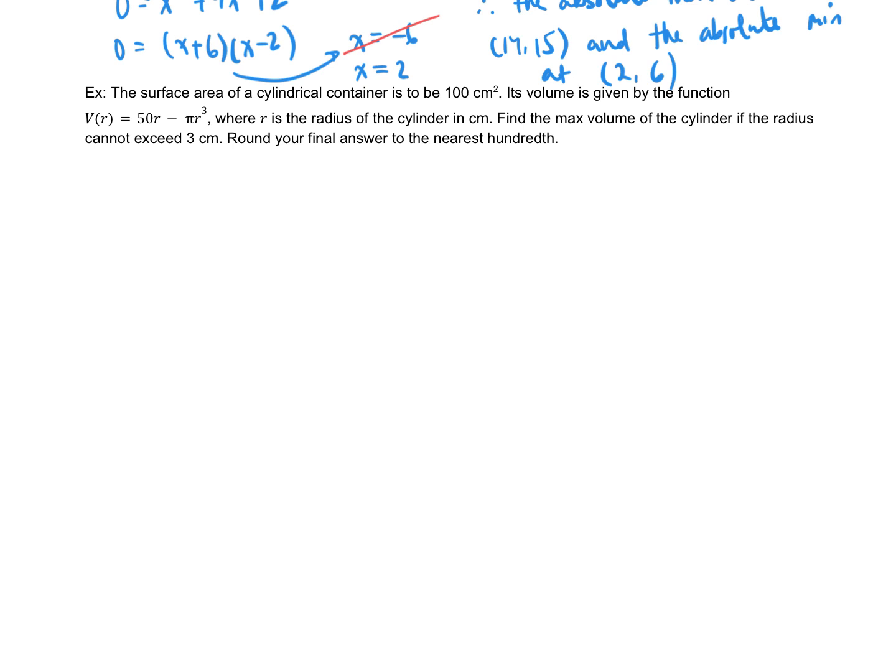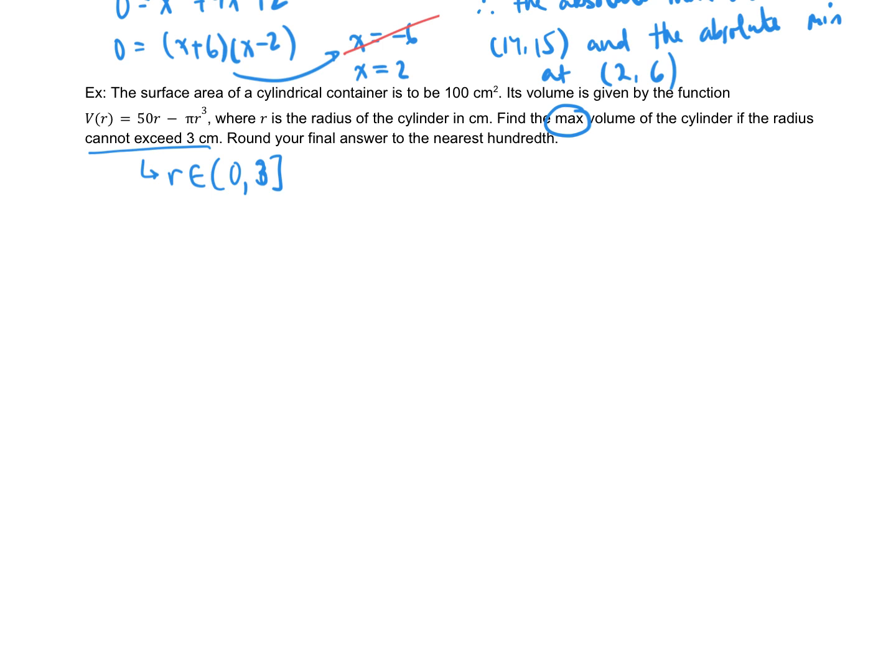So, a few things here. I see the words max volume, so I know I'm going to need to find my critical points and test them. And I also see that the radius cannot exceed 3 centimeters. So that gives us our restriction. R is going to be between 0, but not including 0, because then I won't actually have this cylindrical container, and 3. So when I test my values, I'm going to test 3 and something really close to 0 to try to find that maximum.